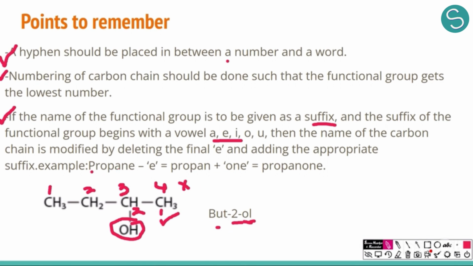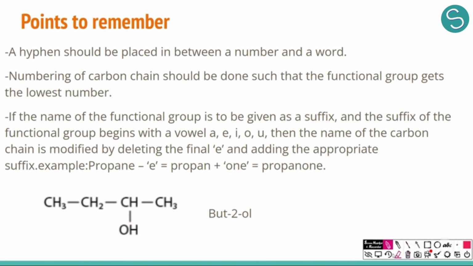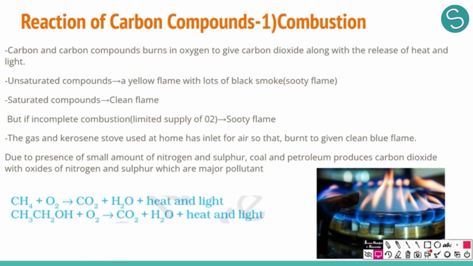So if we say here we have propane, I have a ketone which has 3 carbon atoms. So I'll write propane, then I'll subtract E from it, and then I'll write the suffix one, making it propanone. Okay, so these are the 3 points which are to be remembered while naming any carbon compound. I hope the nomenclature is clear. Please practice it a lot of times. This is a very easy concept, but you will get thorough with it once you practice more and more.